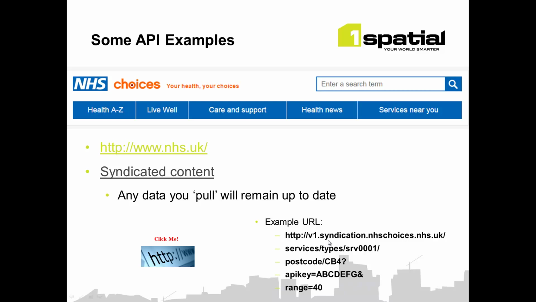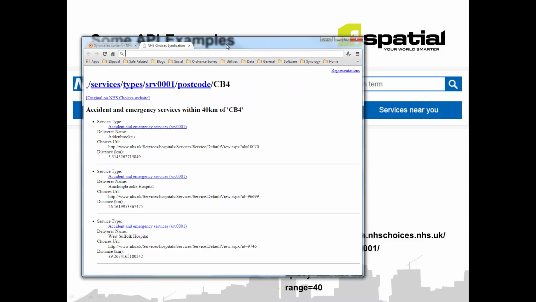In this case, you'll see, for example, that we're passing in the URL to a particular service type. This is A&E locations, this service type, within a certain distance, in this case 40 kilometers of a postcode, and we pass in the API key that we've got. So what we could do is, if we go and have a look at a particular example, you can see that we've got the request and we've got the results, and the results within 40 kilometers of CB4 for accident and emergency locations.